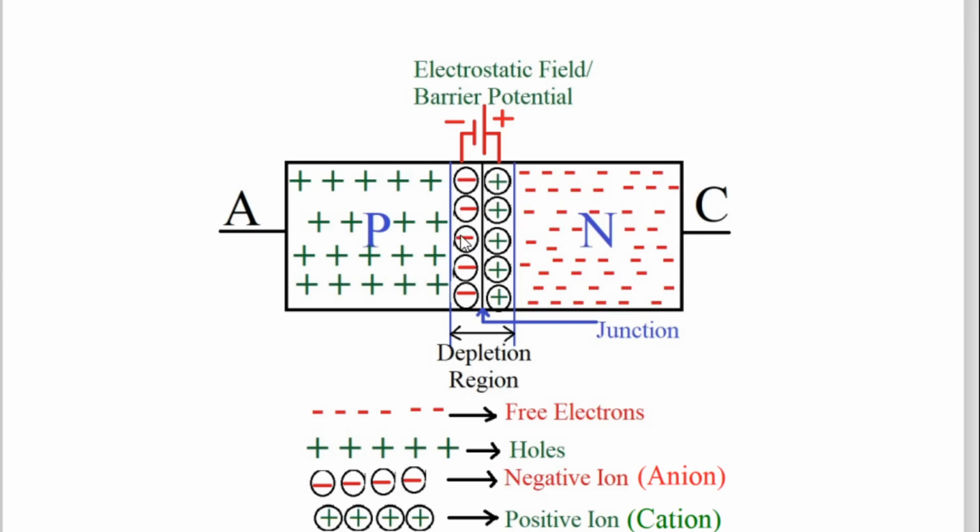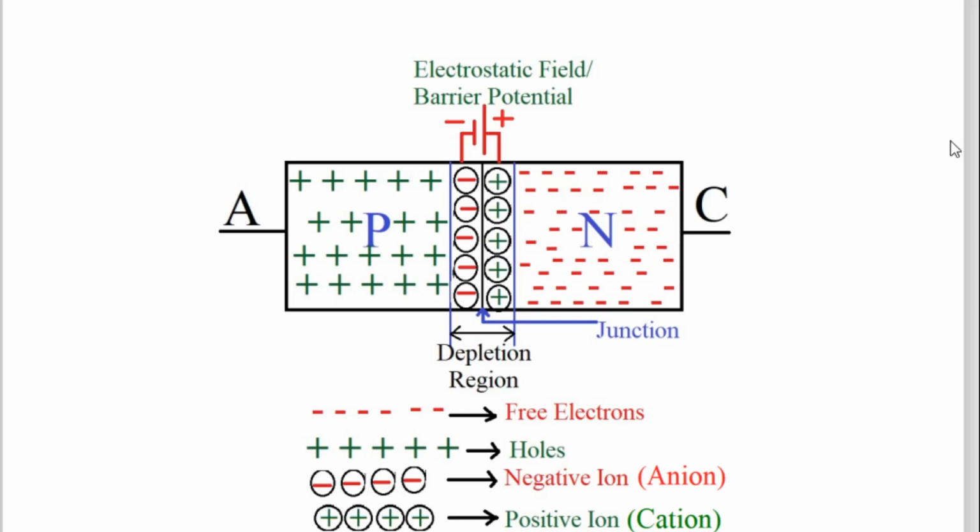Migration will continue until the total negative charge on the left hand side increases to the extent that it opposes further migration of electrons, and that is called equilibrium. In this way, inside the depletion layer the atoms are converted into negative ions and positive ions, and therefore there is no charge carrier inside the depletion layer, because each atom got converted into an ion.